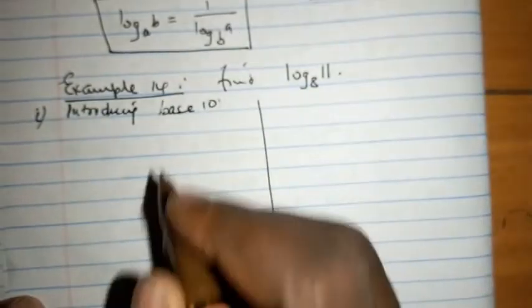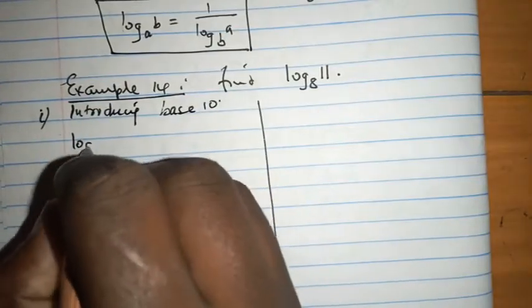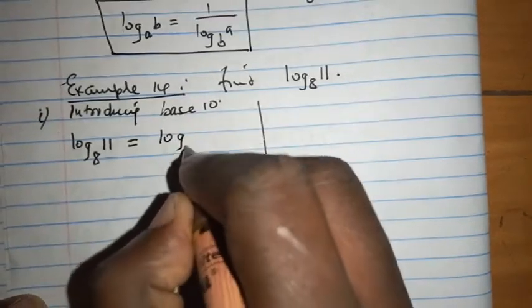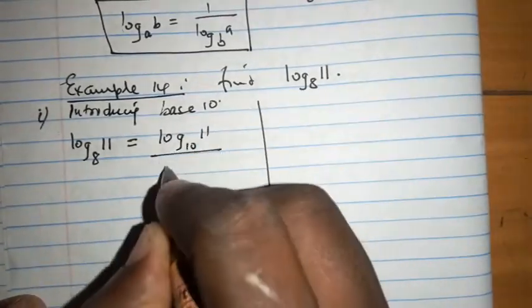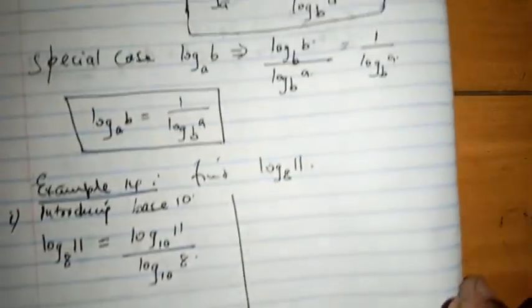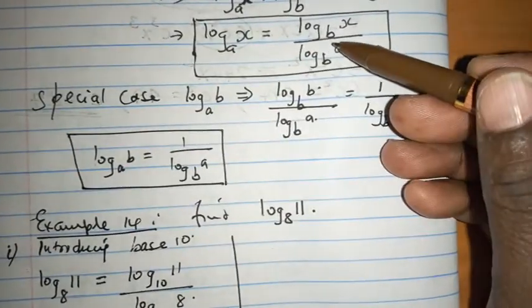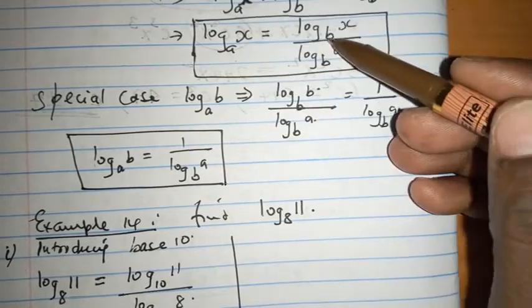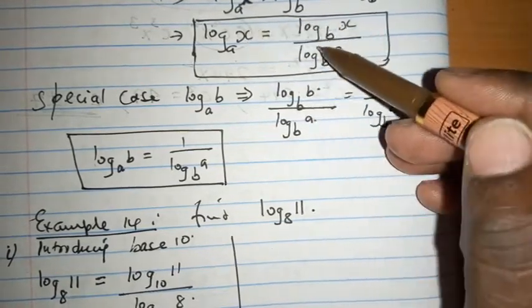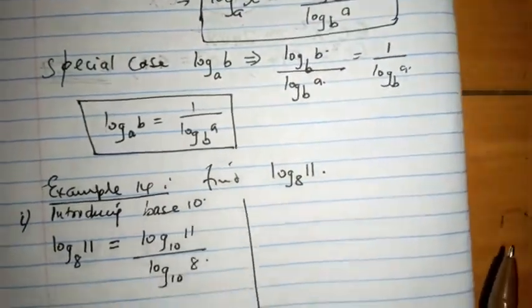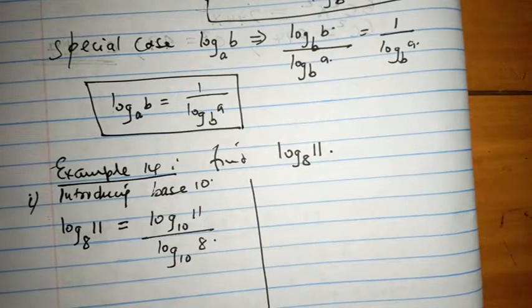base 10. We have log to base 8 of 11 is equivalent to log to base 10 of 11 all over log to base 10 of 8. If we follow this method, log to base a of x is equal to log to base b of the same x over log to base b of what was the base.